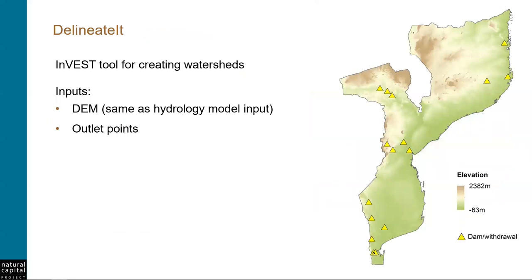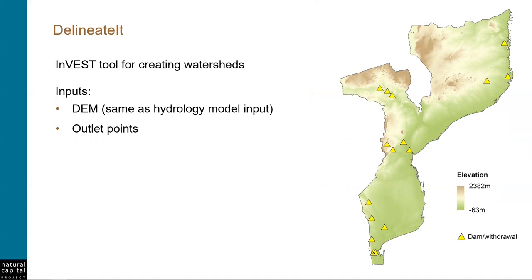What we will cover is creating watersheds from a DEM using the InVEST tool Delineate It. Now, of course, there are many other tools that we can use to create watersheds, including those provided by our GIS software. And if you have a favorite one that works for you, great, feel free to use it.